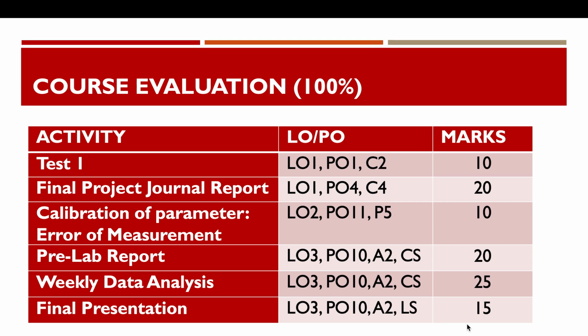Okay, for the cost evaluation, 100%. This time around, there will be test one, which covers 10%, and a final project general report, 20% to address LO1. The next activity is calibration of parameter, error of measurement. For this task, you should ask the science officer for the calibration data. After this I will explain more; it carries 10 marks.